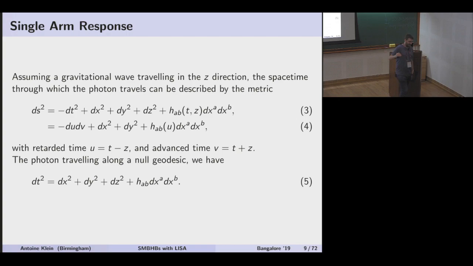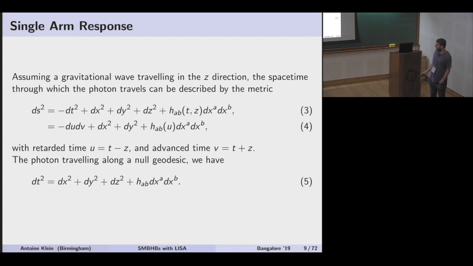And you know that your light signal travels along a null geodesic, so your ds square will be zero. So you can rewrite these equations like this. You can express dt square in terms of dx, dy, dz with your gravitational wave perturbation, which doesn't have any components in time. So h zero mu is zero, right?